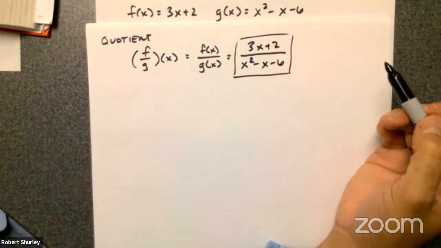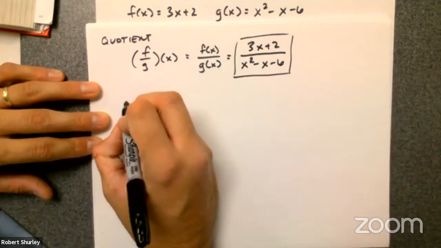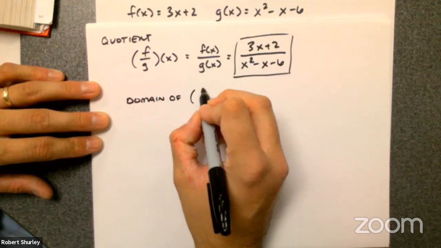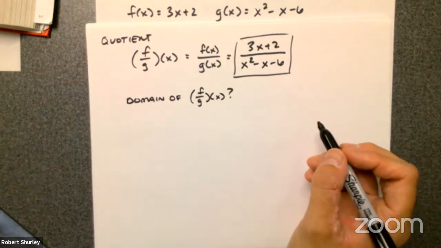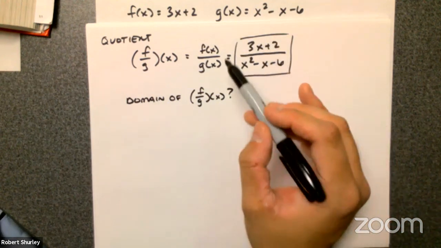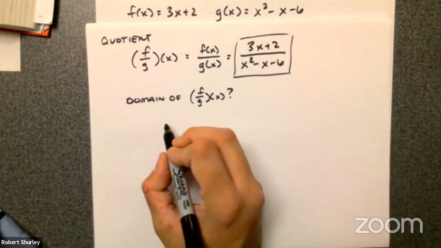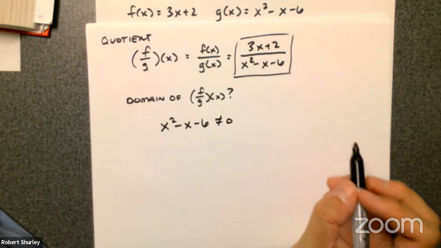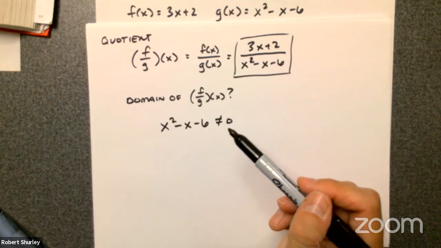Okay, that is it. Now, the question that typically follows the quotient question is, what is the domain of f over g of x? Okay, what's the domain of f over g of x? And we're going to find the domain. Look, we've got to look at this function right here. It's a new function. And we just have to set the denominator not equal to 0, right? We're doing what we did a second ago with that first example. So we just set the denominator not equal to 0.